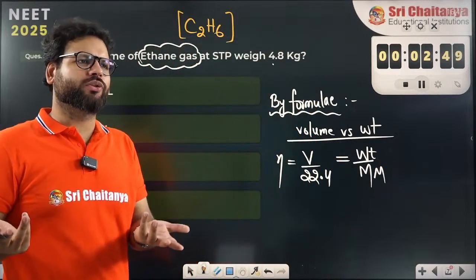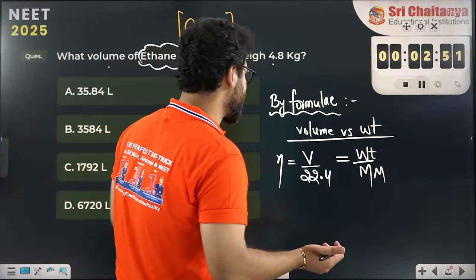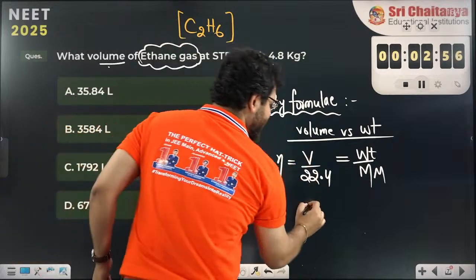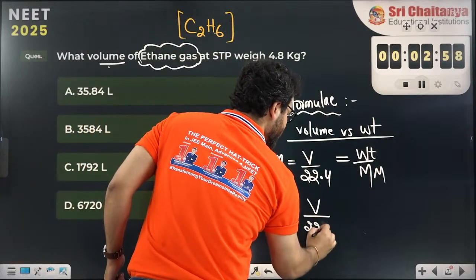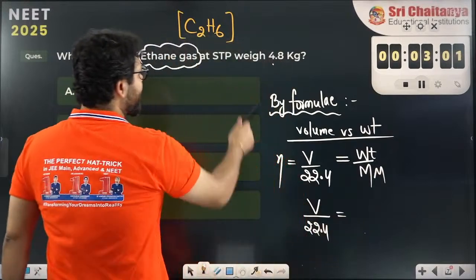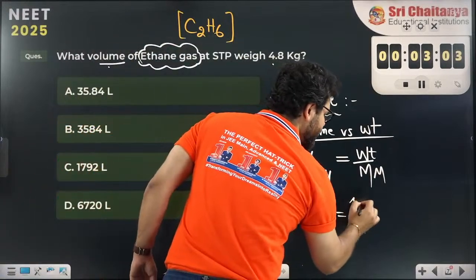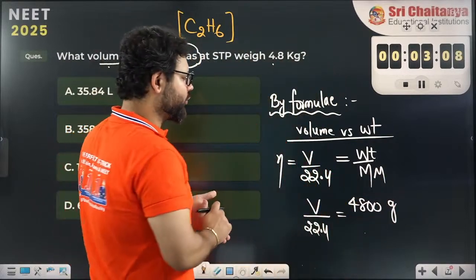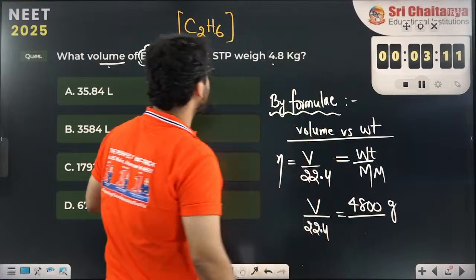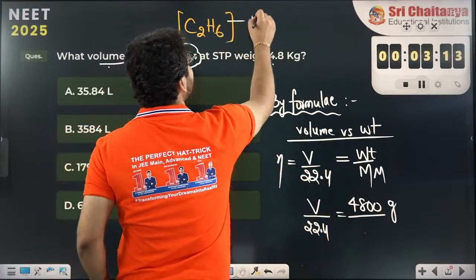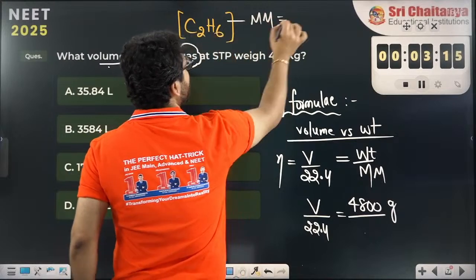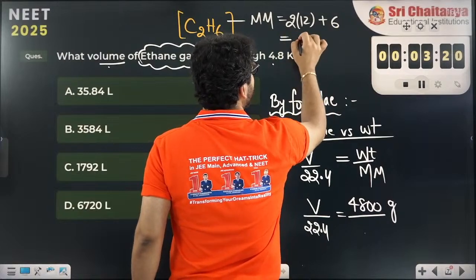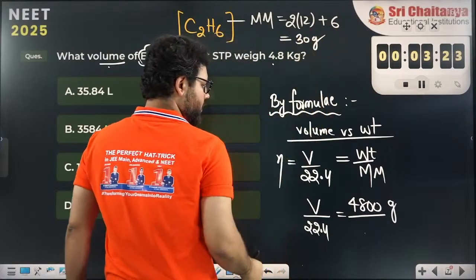You can do it by unitary also. Both will anyways give you the same answer. Okay, question is what volume? This is unknown, so I'll keep it as V only. 22.4 liter. Weight 4.8 kilogram means 4800 gram. Divide by molar mass of ethane, which you can calculate comes out to be 30. 2 carbons, each 12 gram, plus 6 gram for the hydrogen. It comes out to be 30 gram.